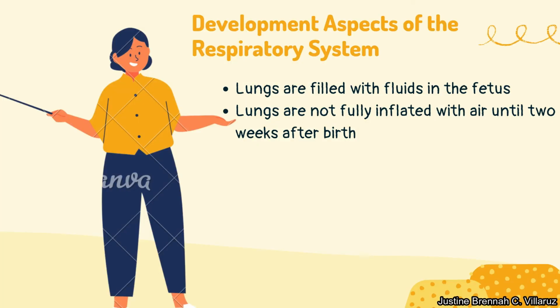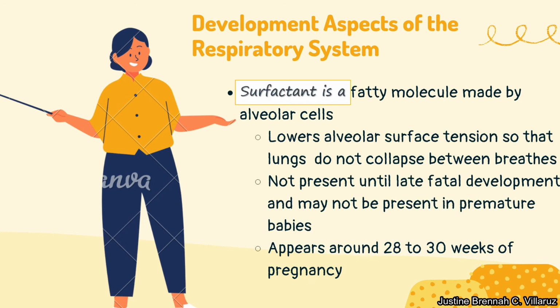Development aspects of the respiratory system. In the first phase, lungs are filled with fluid and will not be inflated until after birth. Surfactant, or surface active agent, is secreted by alveolar cells and helps lower surface tension. It may not be present until late fetal development in premature babies. It usually appears at 28 to 30 weeks of pregnancy.